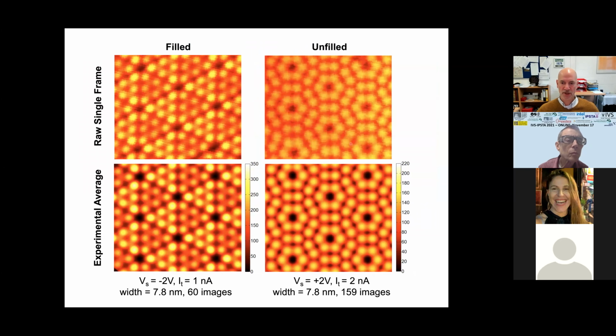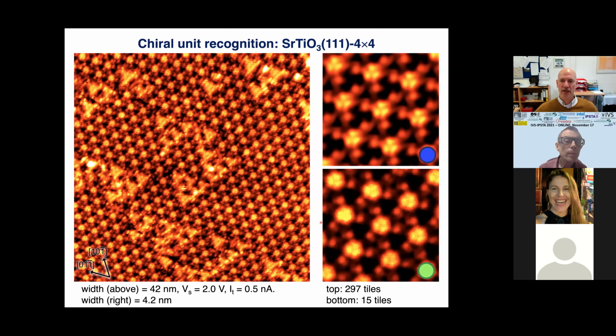So that's for the filled and the unfilled states. People will be familiar with this, and this is the enhanced image for both of those. Now, we've done a lot of work on strontium titanate. This is the 111 surface. There's a 4x4 reconstruction, and you get images like this. This is the 4x4 unit cell.